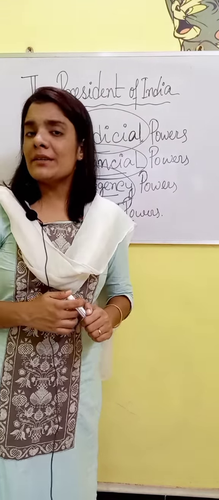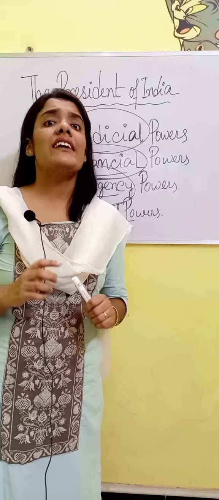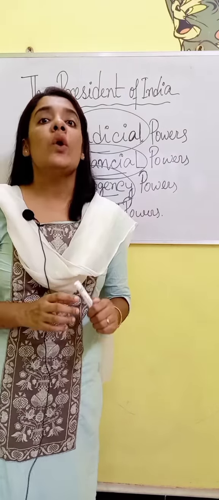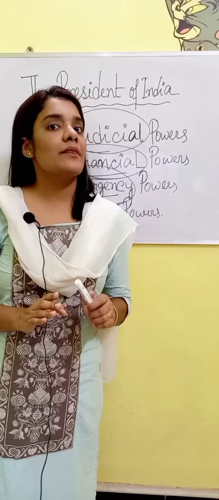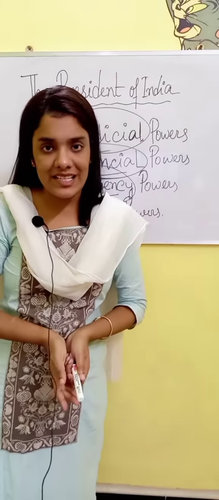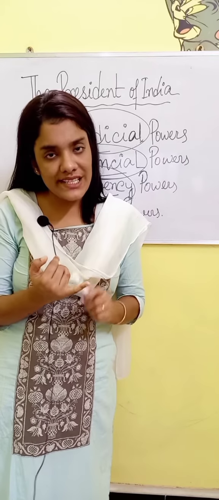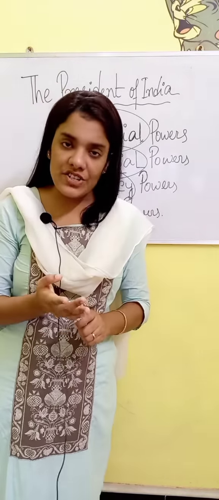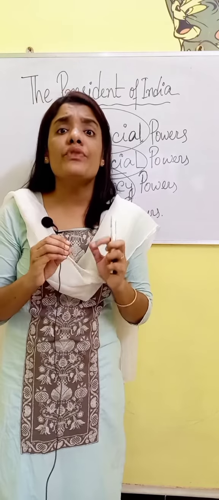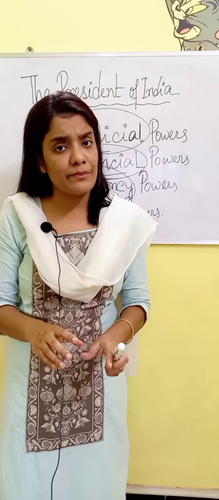What is state emergency? Whenever there is a failure in the constitutional machinery of any state, that time it is called a state emergency. And whenever there is a financial crisis within a nation, that time it is called a financial emergency. During all these emergencies, President's rule is imposed. During national emergency, President's rule is imposed on the whole country. During state emergency, President's rule is imposed on that particular state where there is a failure in the constitutional machinery, and during financial emergency, again President's rule is imposed on the country.